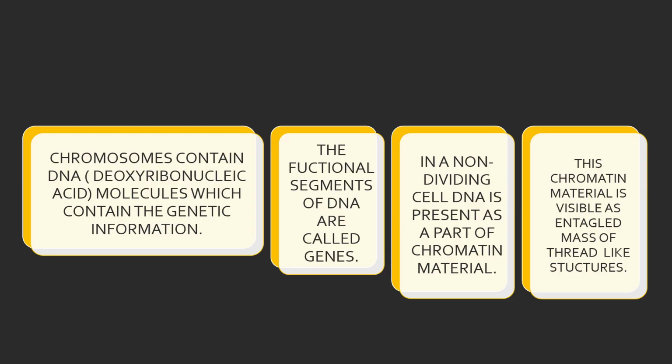Chromosomes contain DNA, deoxyribonucleic acid, molecules which contain the genetic information. The functional segments of DNA are called genes. In a non-dividing cell, DNA is present as a part of chromatin material. This chromatin material is visible as an entangled mass of thread-like structures.